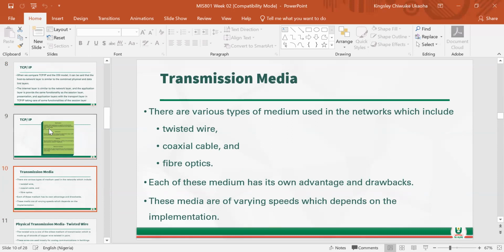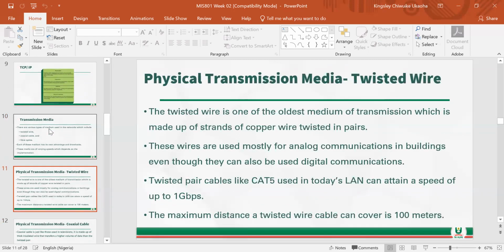Transmission media. We have various types of medium used in the networks, which include twisted wire, coaxial cables, and fiber optics. These transmission media, for this particular one we are mentioning, are physical transmission media. Each of these media has its own advantages and drawbacks, and they have varying speeds, which depend on the implementation. So we look at the twisted wire.